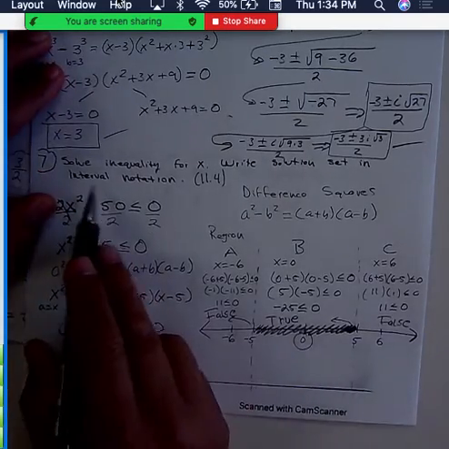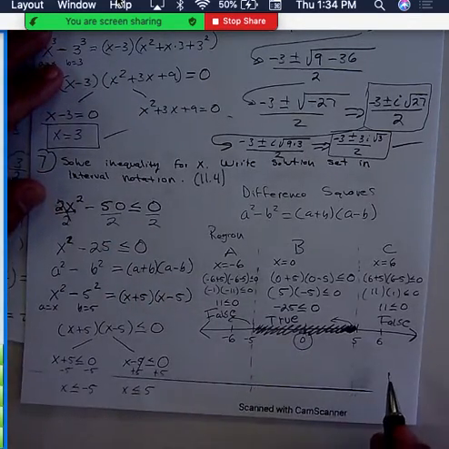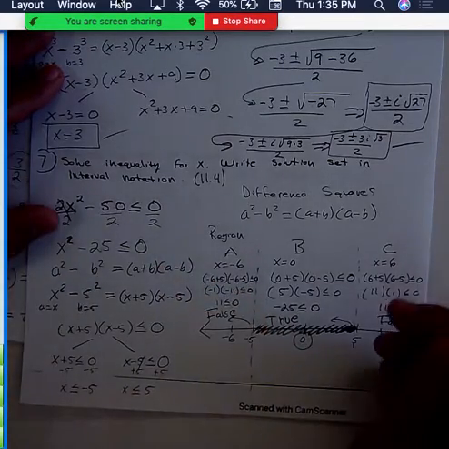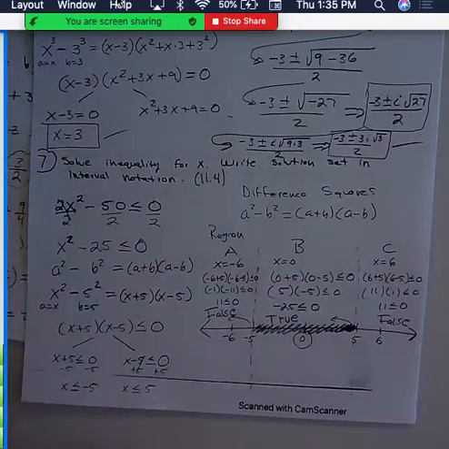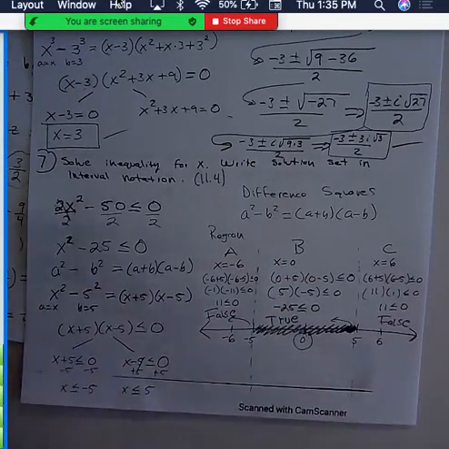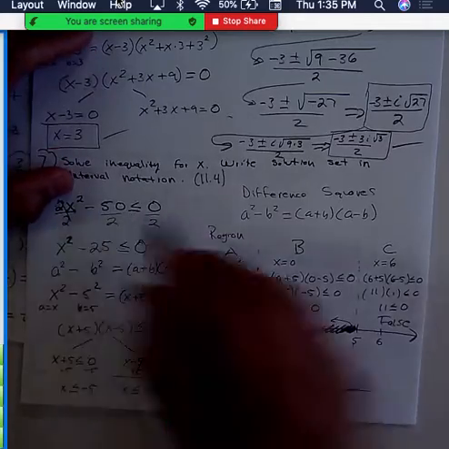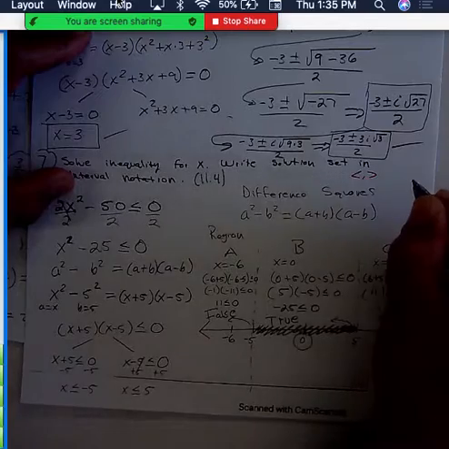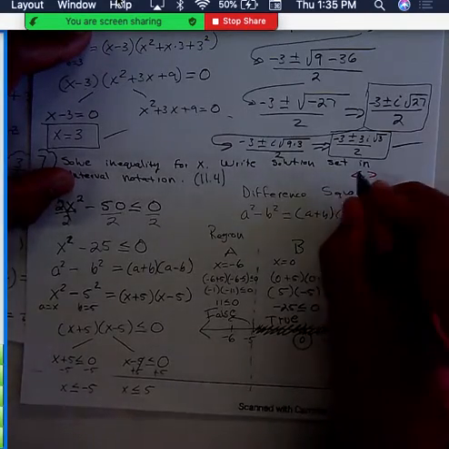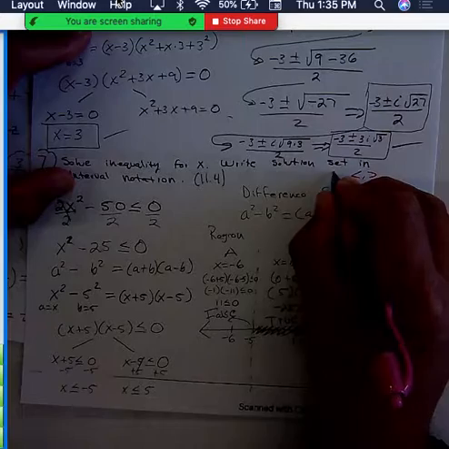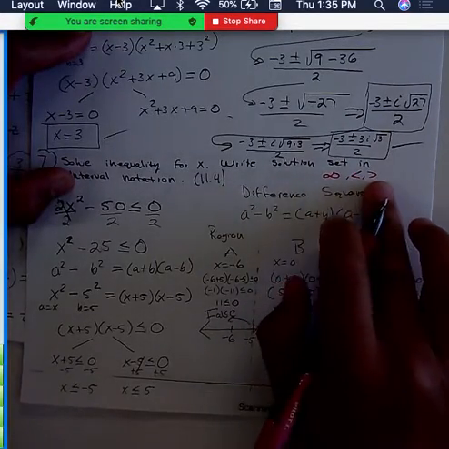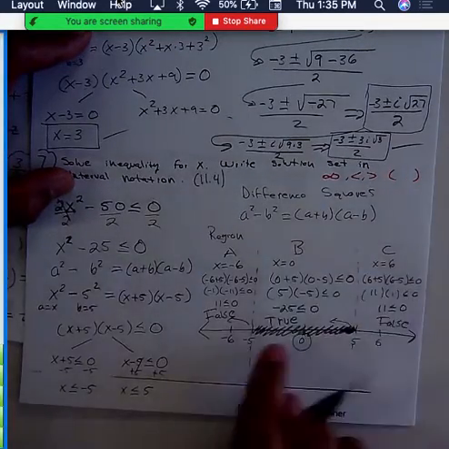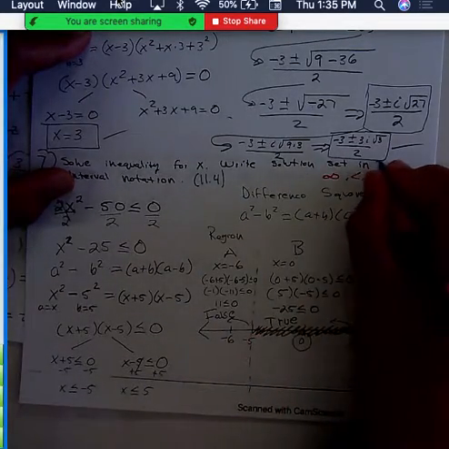Okay, they want us to write it in interval notation. We're almost done. I forgot to mention this from the beginning. Let me write it in pink. When you're using inequalities, if you're using the less than or greater than symbols, or if it's going to infinity, so any of these three events, you're going to use parentheses for the interval notation. This is the interval notation.